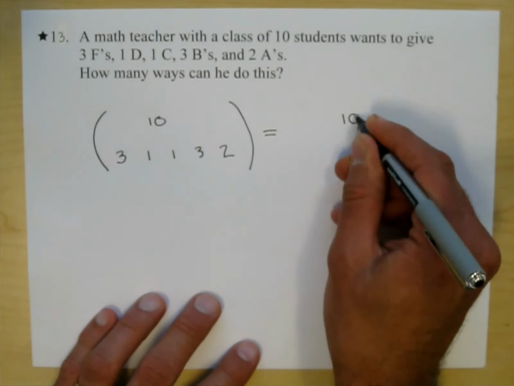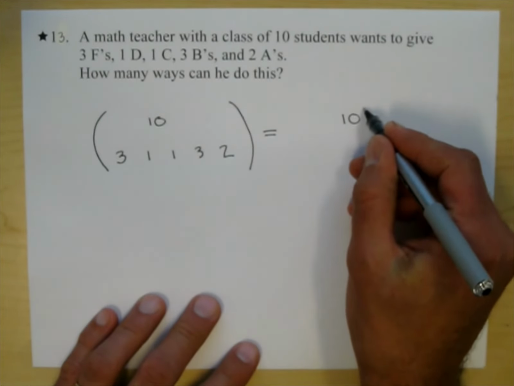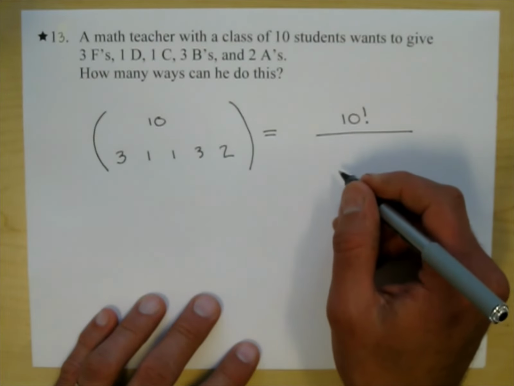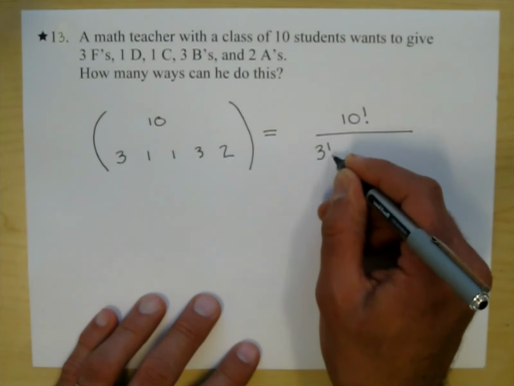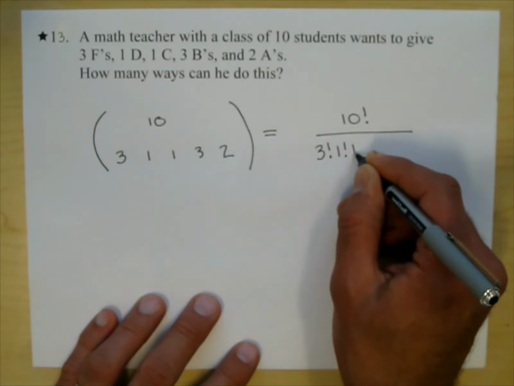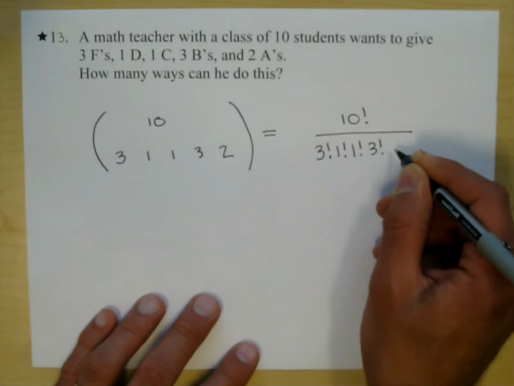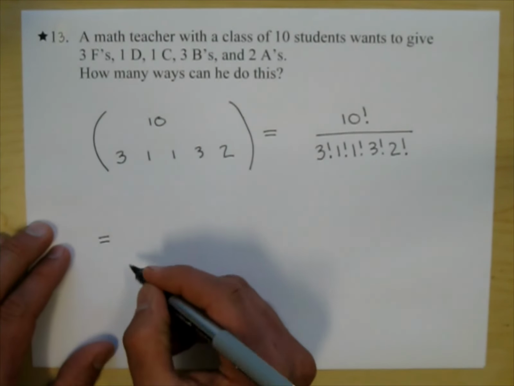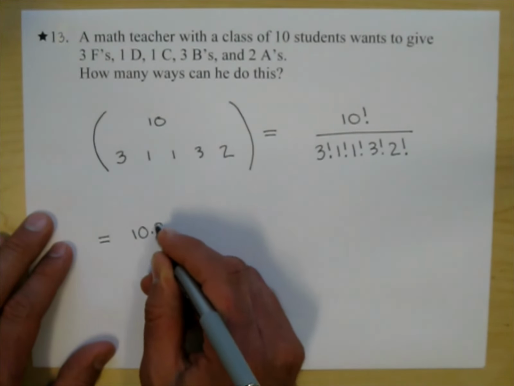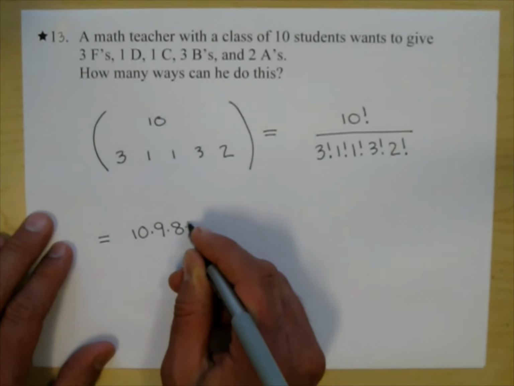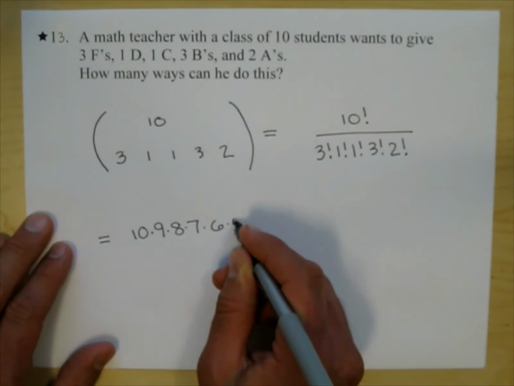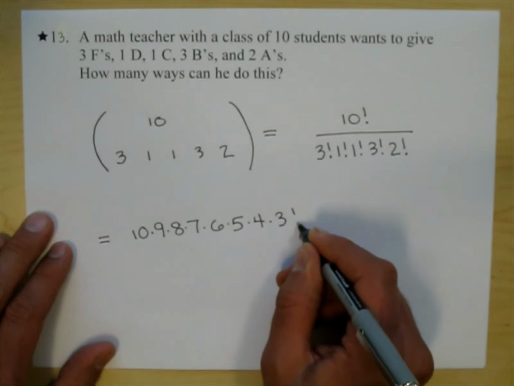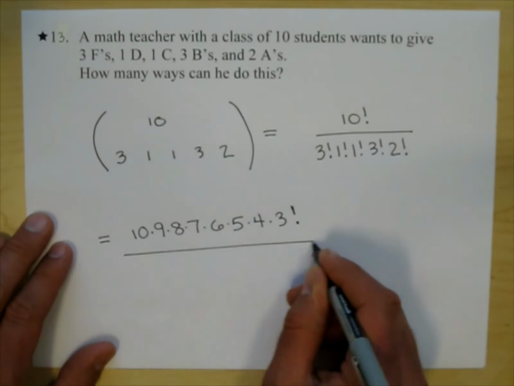And so maybe we don't even need to write this part. This is 10 factorial. And then what do we have? We have 3 factorial, 1 factorial, 1 factorial, 3 factorial, 2 factorial. I'm going to go ahead and compute this one out by hand then. Well, I think I'm going to. I might change my mind. 8, 7, 6, 5, 4. Here's a 3 factorial. That's what 10 factorial is.